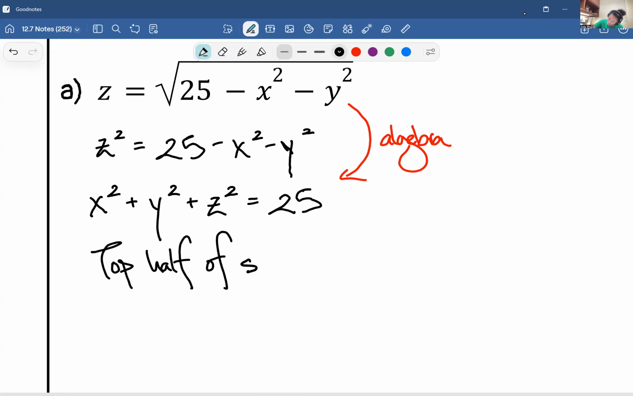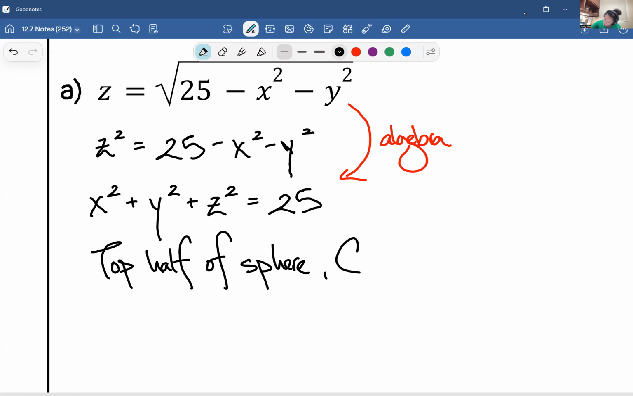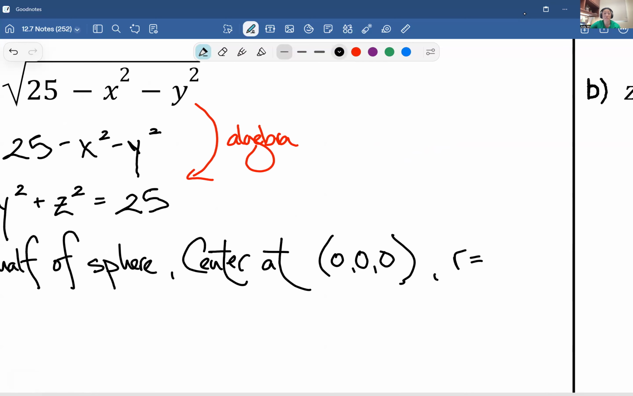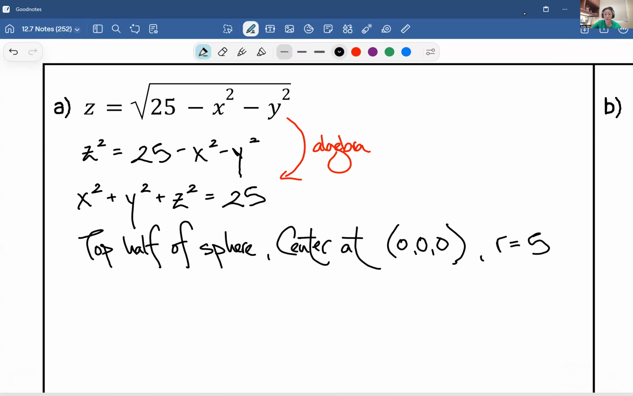of a sphere. In particular, it's not also the bottom half of the sphere because there's no negative in front of the square root. The positive square root gets us the cap of the sphere, and then the negative square root would give us the bottom of the sphere. So it is the top half of a sphere with the center at the origin. Another good feature to talk about when we're talking about a sphere: what is the radius? That radius would be 5. So we've got the top half of a sphere, center at the origin, and the radius at 5.